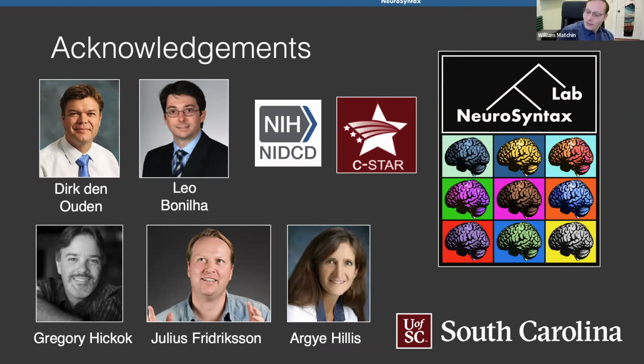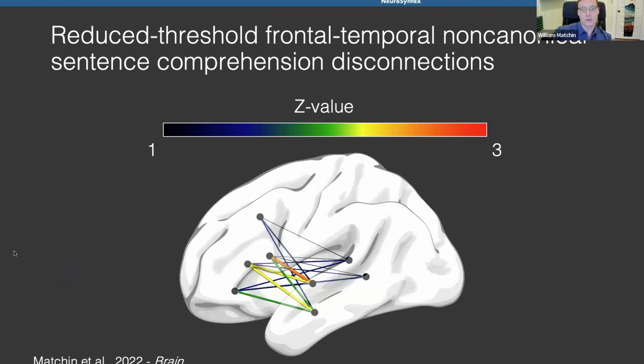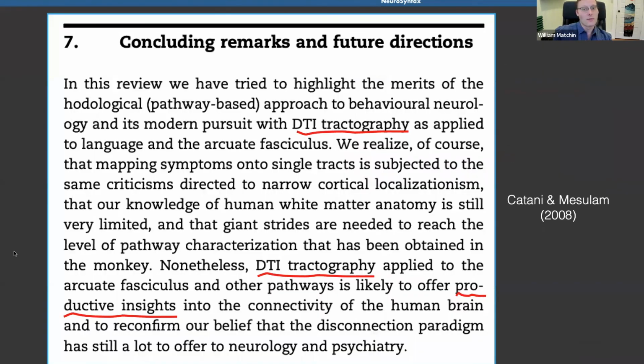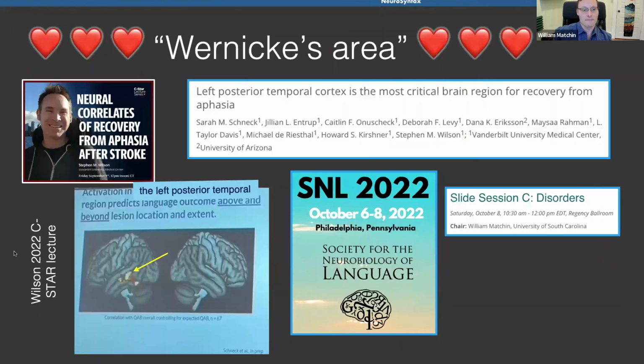Well, it's a fascinating question. I was just really impressed with Stephen Wilson's talk, which I think Sarah Schneck is the first author on. It was a really striking result. It's hard to overinterpret a single study, but that activation in that area is really what predicted outcomes above and beyond lesion effect, not Broca's area, not ATL stuff, not parietal lobe.